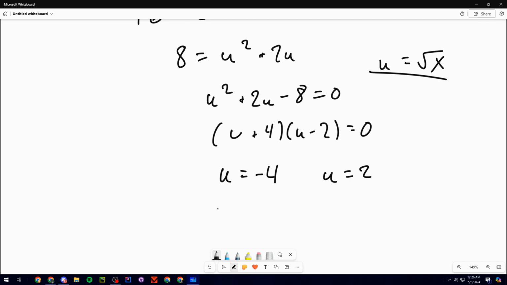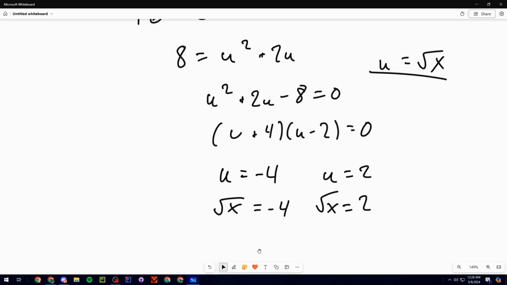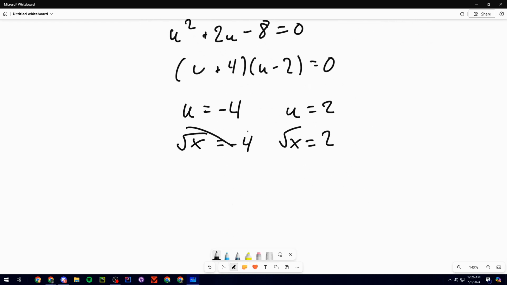Now I can take this information and say that square root of x is equal to -4 and square root of x is equal to 2, right? And now what? Well, 2 things. First of all, this is just like, no, this can't happen, right? You can't take the square root of a number and get a negative number. That's just going to give you imaginary solutions.